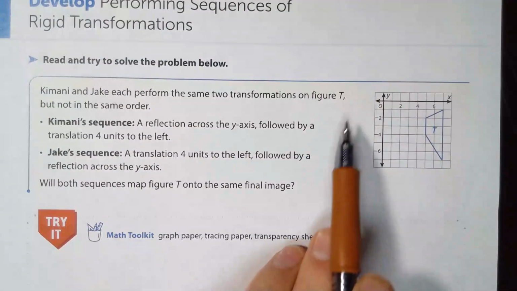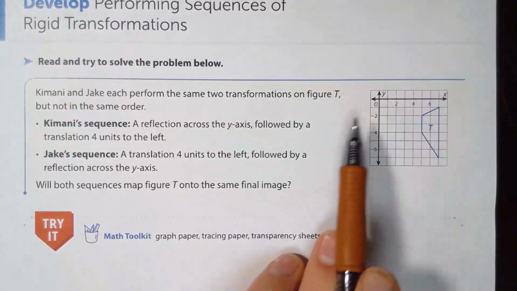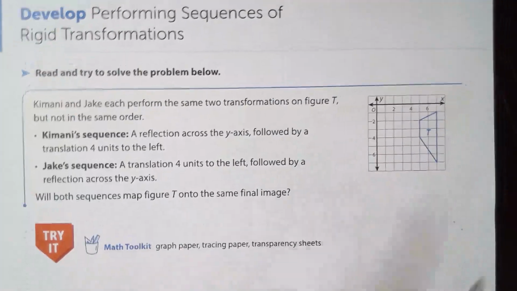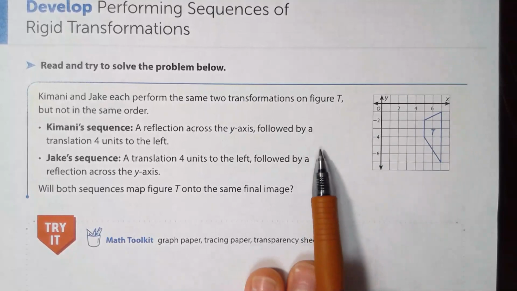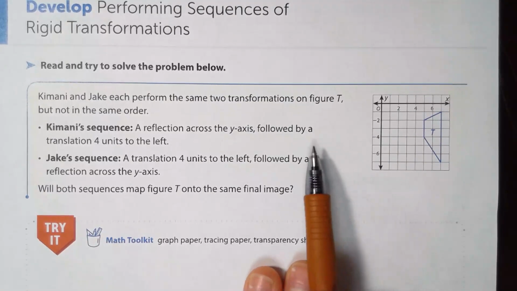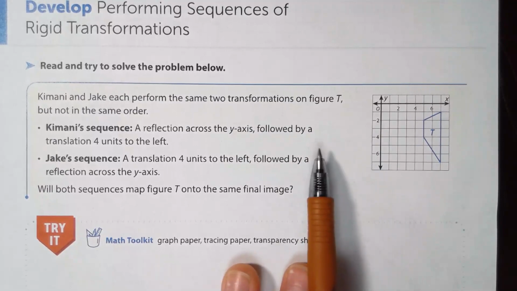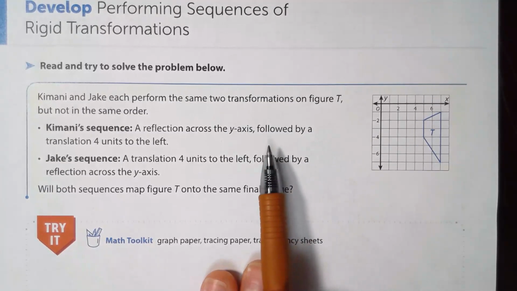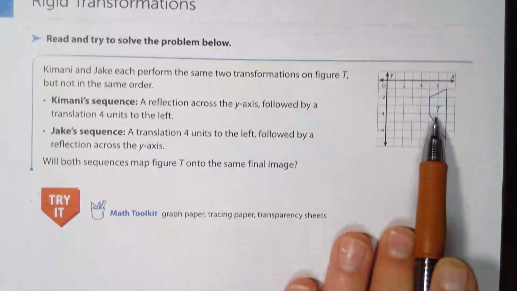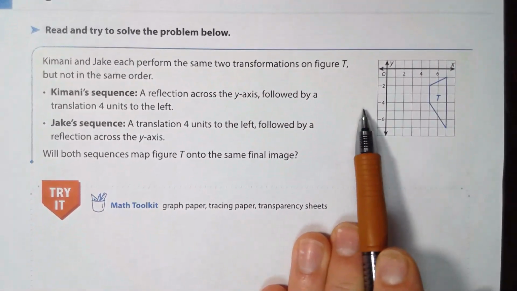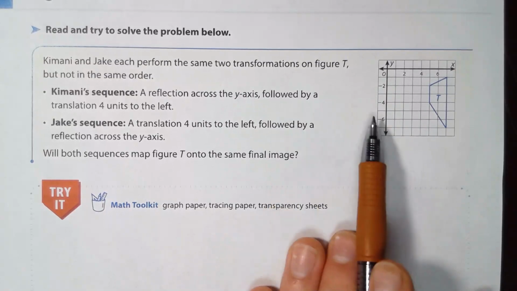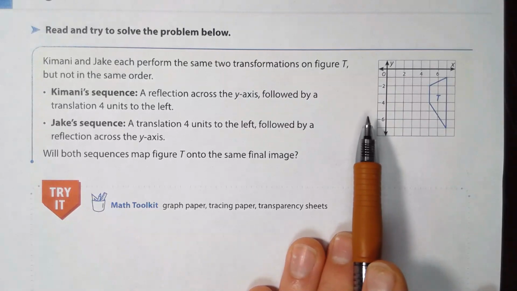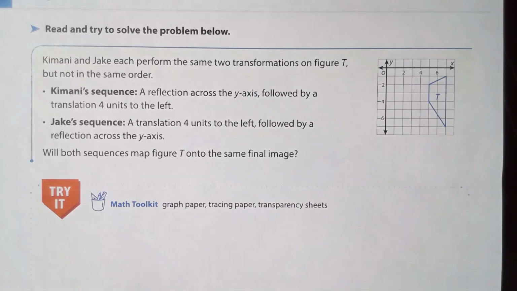I wish they would have given us a little more graph here to explore this, but did you see what I did when I was reading these? Kamani reflected over the y-axis. I'm right here now because we have to be the same distance away from this axis when we reflect, and then he moved 4 to the left. Jake went 4 to the left, and then he reflected. Same distance, right? So he's much closer. Kamani's way over here, and Jake's right here. Obviously, these are not going to put us in the exact same spot.